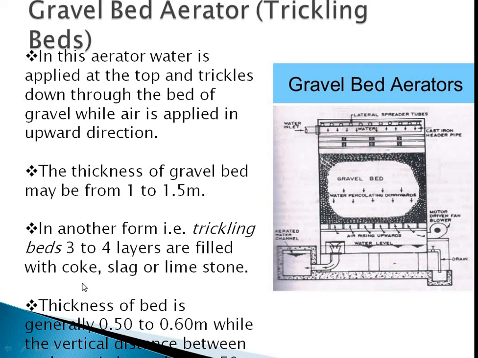that is coals, slag or limestone. The thickness of bed is generally 0.5 to 0.6 meter, while the vertical distance between the total aerator is about 1 to 3 meter, kept as constant.